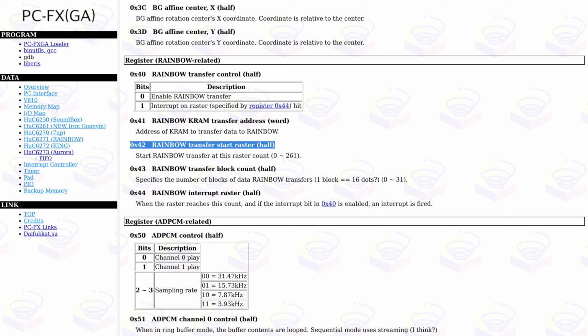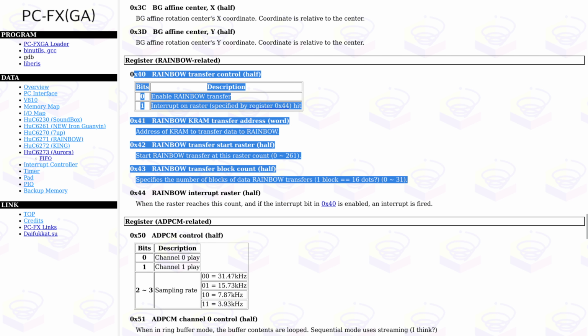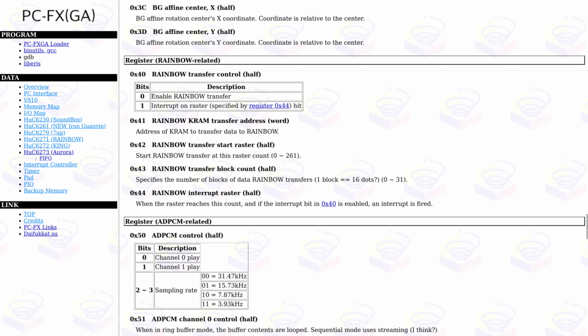Maybe you could sort of combo together. Well, actually, there is kind of a way. It's the block count, and it specifies the number of blocks that the Rainbow transfers. Although I believe it's not related to the end raster. It could be something else. What I'll have to do is plug something into MetNetFin, read those registers, and see what values they set for Rainbow Start Raster, Transfer Address, and Transfer Control.